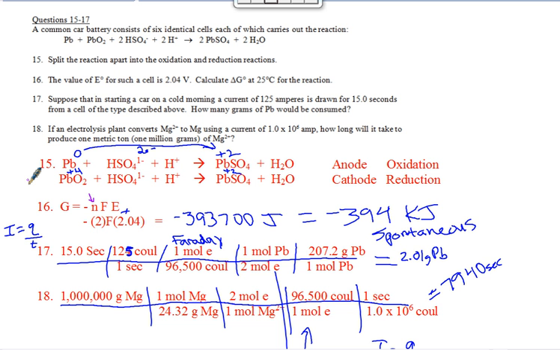F is Faraday's constant from your sheet. It's 96,485, I think. And then the cell potential was given as positive 2.04 volts. Do the math there: negative 393,000 joules, or negative 394 kilojoules. So assuming that the wires are all connected together, this reaction should occur spontaneously, and that's what the key does.